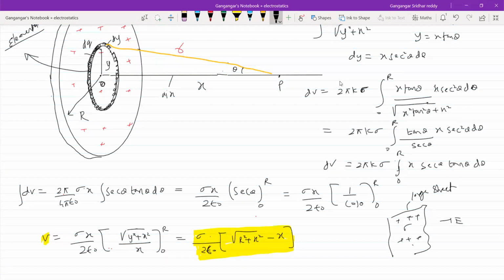What is the electric field? Sigma by 2 epsilon naught. What about potential? Put R equal to infinity, it will be infinity. That's why for large objects, if the charge is distributed, at infinity also the charge is present. Due to that, there will be non-zero potential.